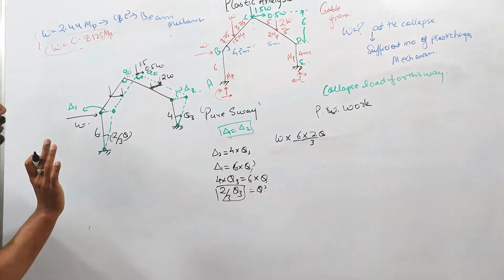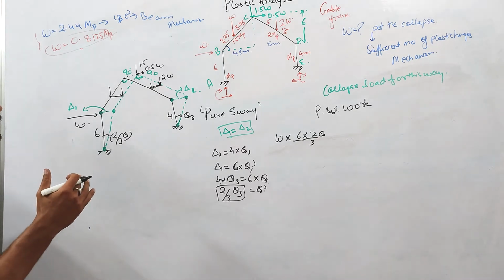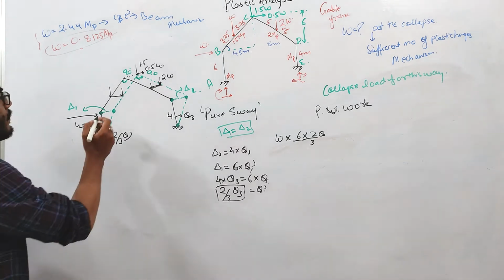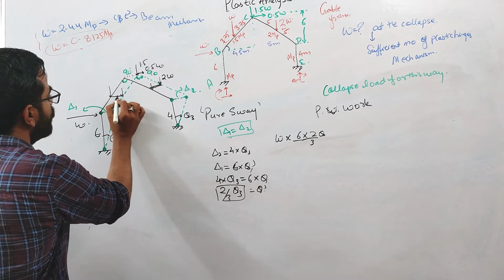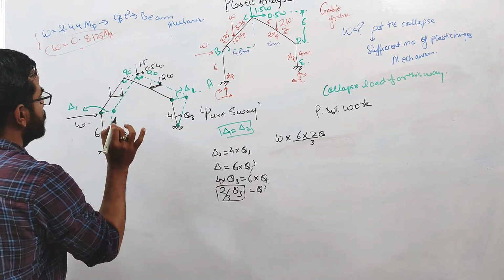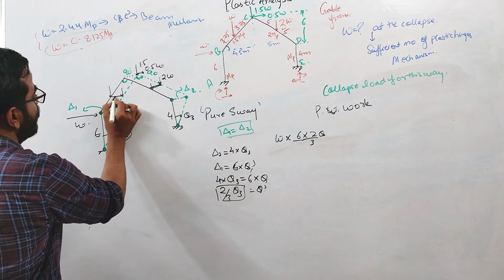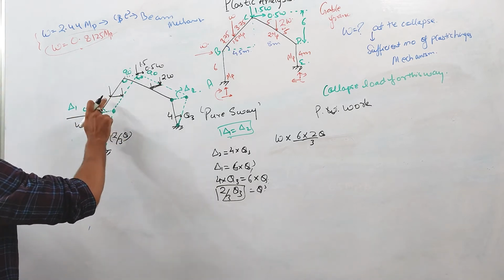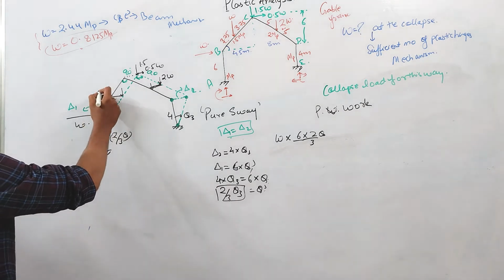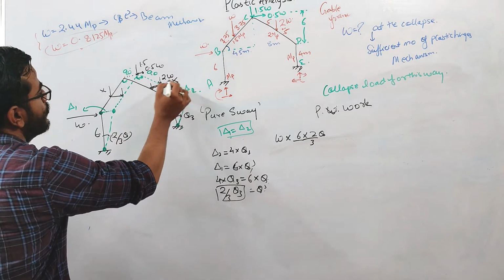This load will not do any external virtual work, because it is moving exactly in the horizontal direction. There is no vertical deflection here. These points are moving exactly in the same direction, so exactly in the horizontal direction. So no work done due to this load. Similarly, no work will be done due to this load.